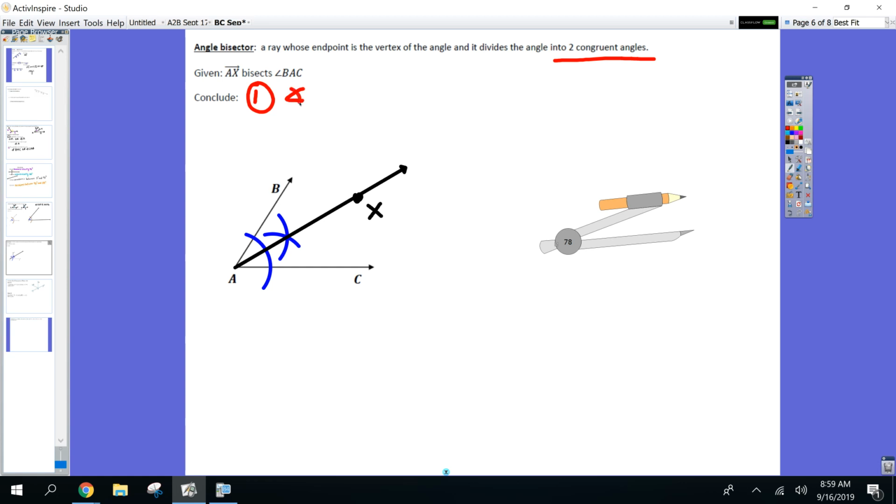Okay, hold on. Angle BAX. Go ahead, continue. There you go. Nice job. And I could also do what to the diagram? What can I put on the diagram as well?